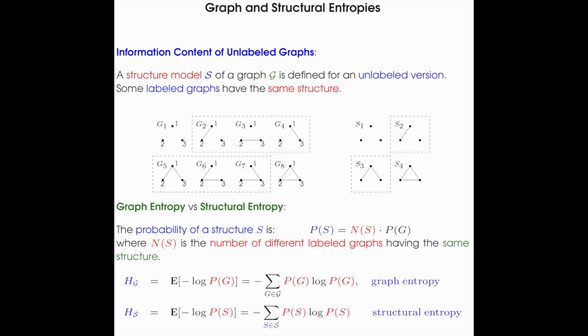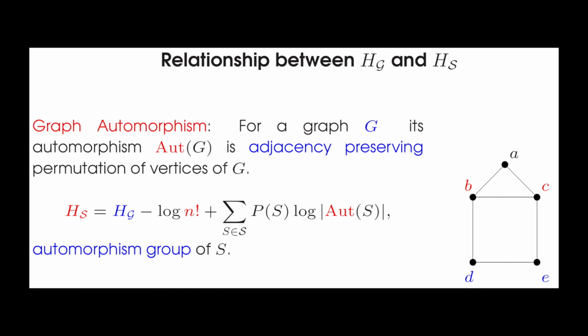So there are two entropies. Remember, entropy is the lower bound. I want an algorithm that achieves this lower bound. The entropy of the labeled graph is relatively easy to compute. The entropy of the structure, I will show you in a second, is not that easy to compute. But why? Because the probability of this is actually the probability of one of these times the number of graphs that fall into the same structure. Where is the problem?